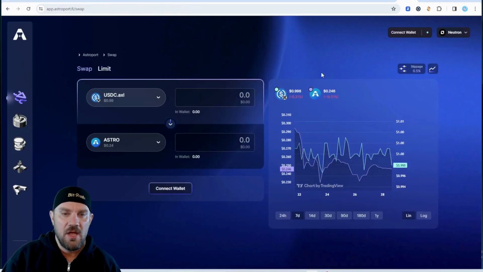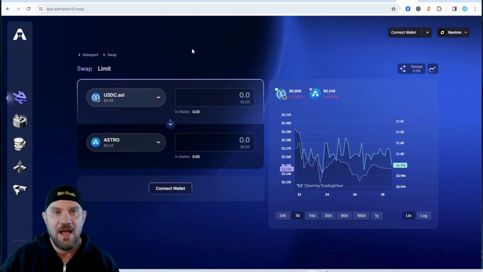However, there is also Astroport. Astroport is app.astroport.fi or finance.